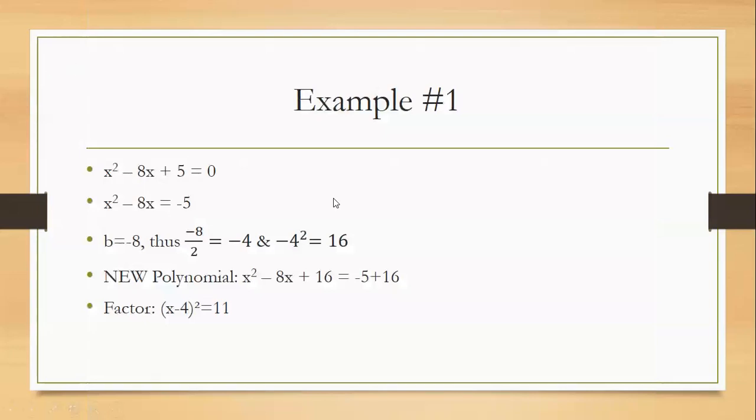Okay, here's my example. I did this in four steps. The first step is to subtract 5 from both sides. Okay, x squared minus 8x equals negative 5. I then took the b term, which was negative 8. You divide negative 8 by 2, you get negative 4. And then you take that number and you square it to get 16.